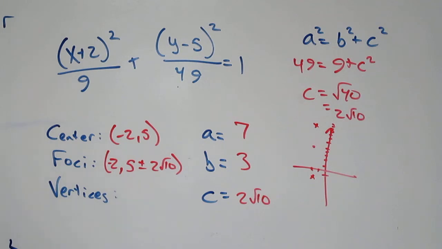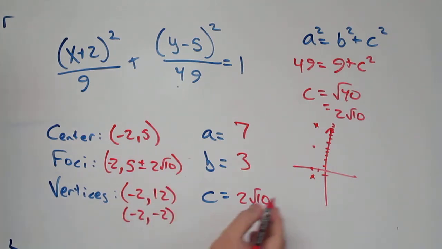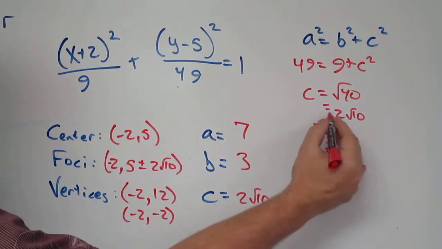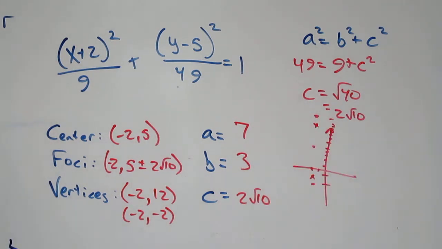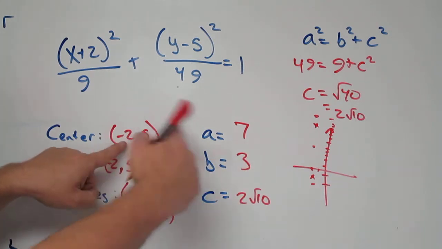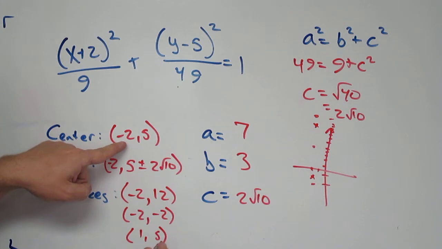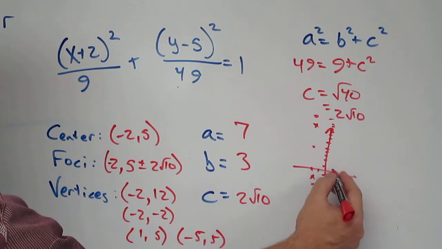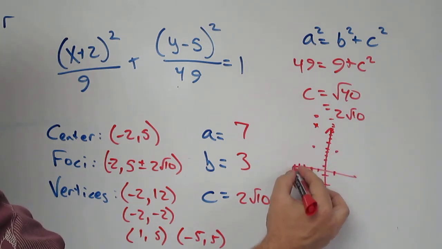Okay. If I want to find the vertices at the end of the major axis, which is what the book always gives you, I would go up and down 7. So I'd have -2 and then 5 plus 7, and I'd have -2 and 5 minus 7. So I'd have something like this and something like that. And then for the endpoints at the end of the minor axis, I'd be going 3 to the left and to the right. So if I was at -2, 5 and I went 3 to the right, I'd be at 1, 5. If I went 3 to the left, I'd be at -5, 5. So 1, 2, 3. 1, 2, 3.